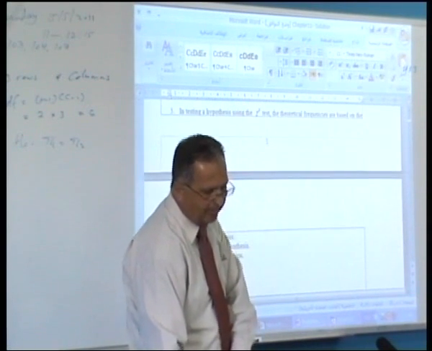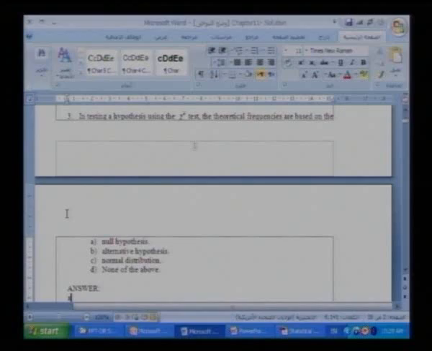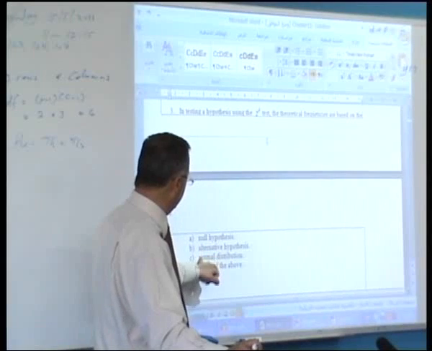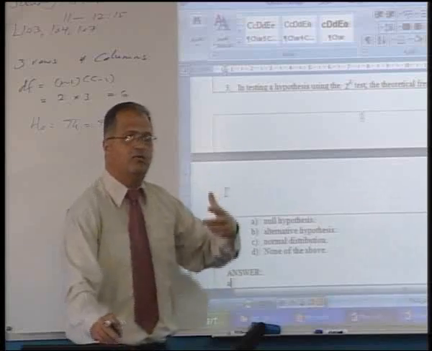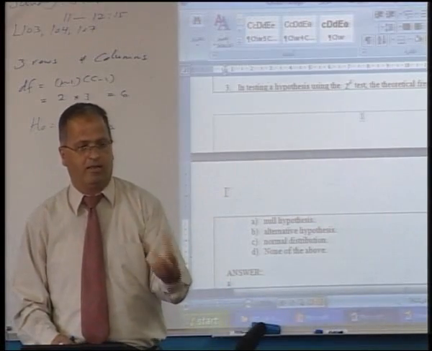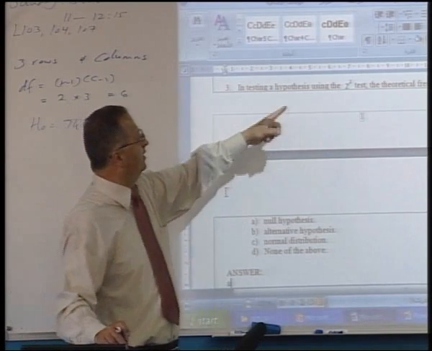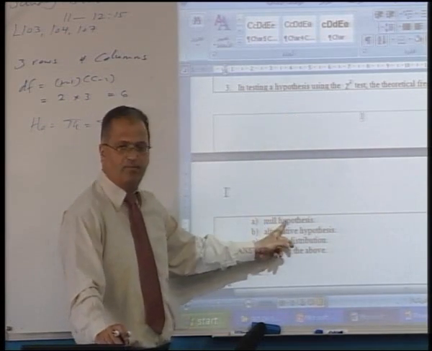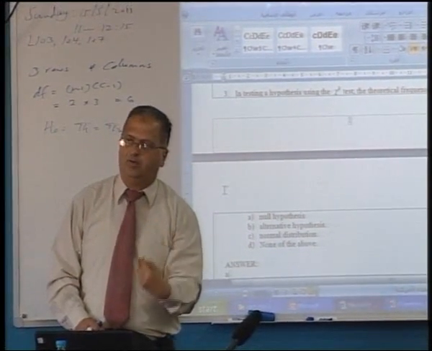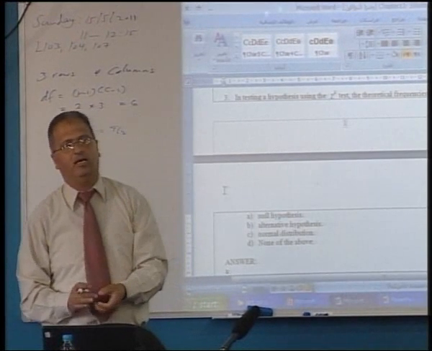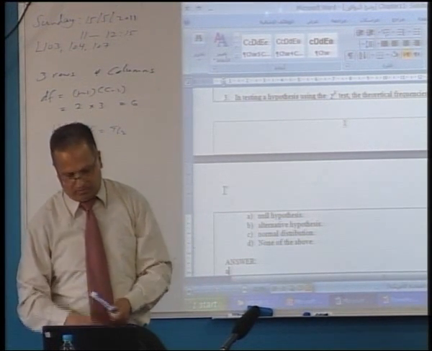Next, in testing a hypothesis using the chi-square test, the theoretical frequencies are based on: the null hypothesis, the alternative, normal distribution, or none of the above. Always, when we are using the chi-square test, we assume the null is true. So the theoretical frequencies are based on the null hypothesis. Any statistic can be computed if we assume H0 is correct. So the correct answer is A.